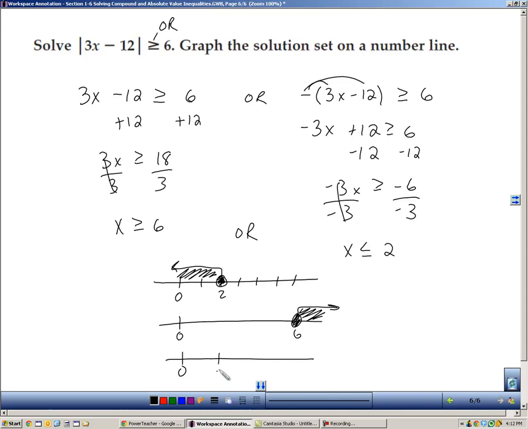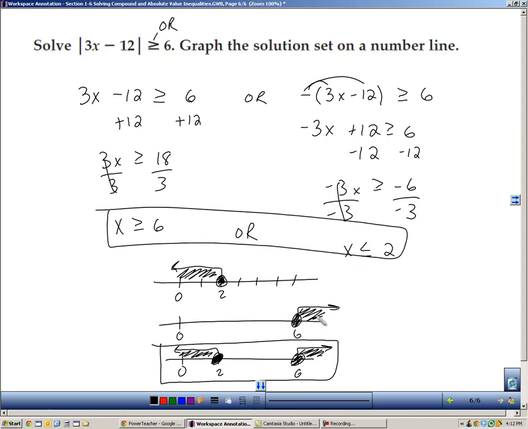And then if you do the union of those two, they don't have to overlap. That would be intersection, but we're looking for union. So your graph will be the combination of the two. And there's what it looks like. So the key with absolute values is setting them up with an or and using the positive version of this expression and the negative version of this expression.